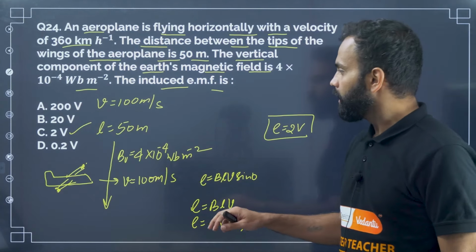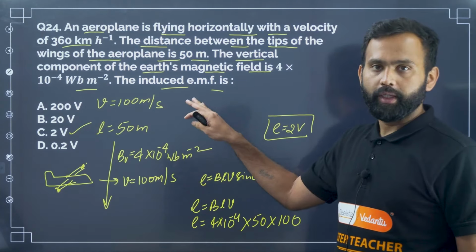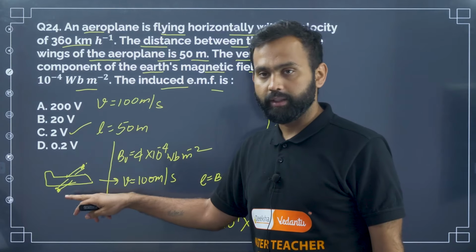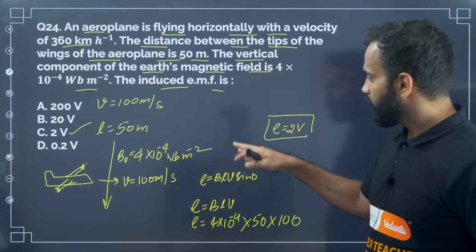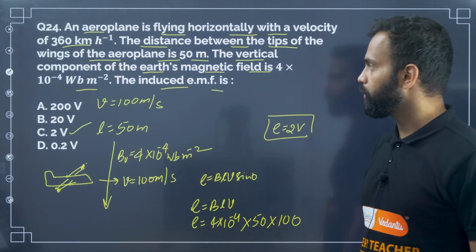Sometimes they won't ask for induced EMF. They will ask what is the potential difference between the ends of the wings. So again, you have to follow this method.